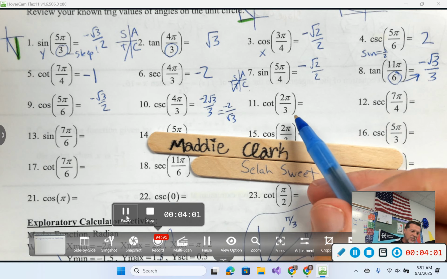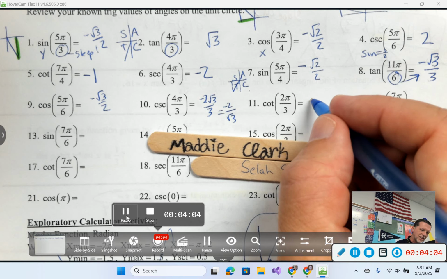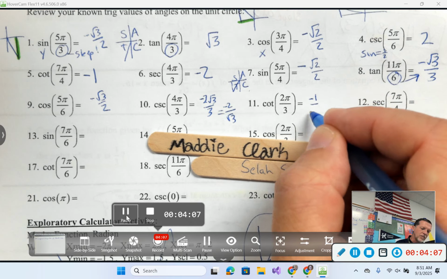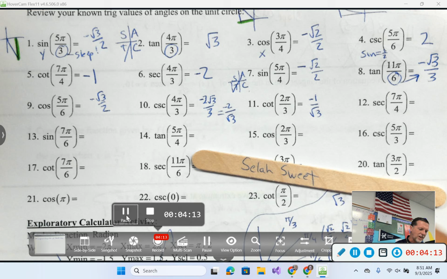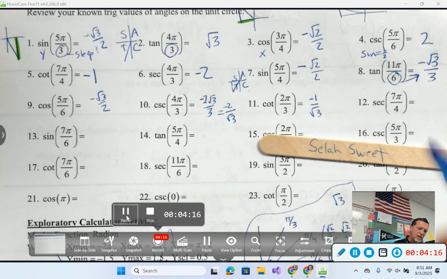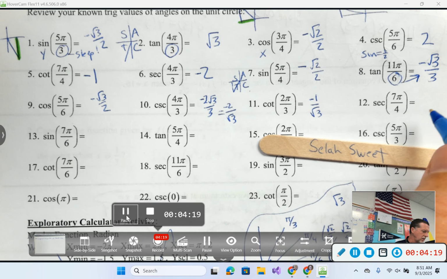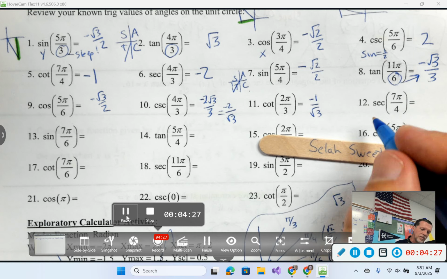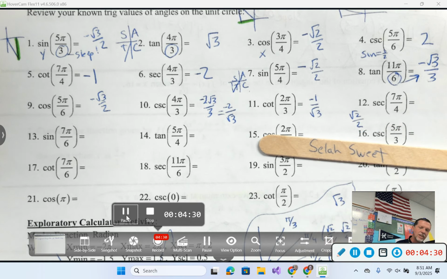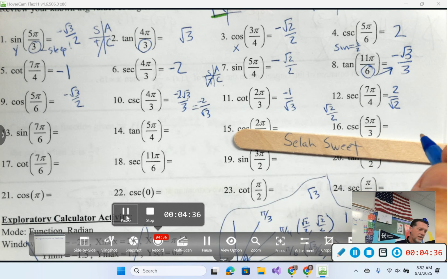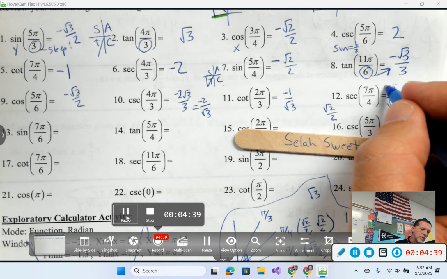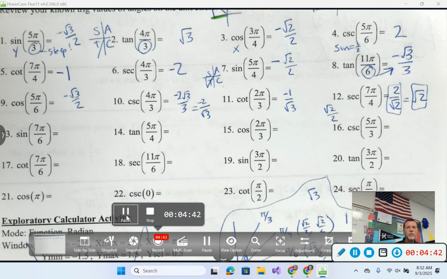Maddie, the cotangent of 2 pi over 3? Negative 1 over square root of 3? Yes, that's right. And Selah, the secant of 7 pi over 4? Wait, 2 radical 2? The cosine is root 2 over 2. And if you flip that, you get 2 over root 2, which is equal to root 2. But again, you don't have to fix these, so you could leave it as 2 over root 2.